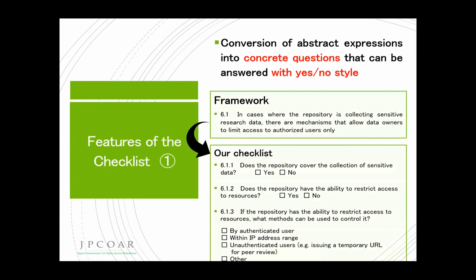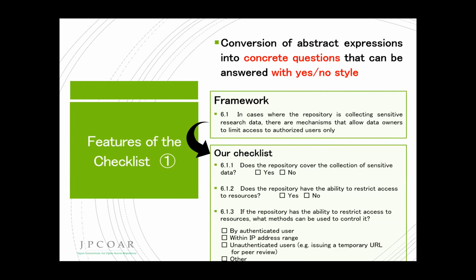Here is the checklist we created. The top part of the slide is the framework, and the bottom part is our checklist. There are two features. Firstly, we have tried to make the framework as concrete as possible so that the questions can be answered with a yes or no answer. Let's look at an example. In 6.1 of the framework, it asks whether, if a repository collects sensitive research data, there is a mechanism in the repository to restrict access to authorized users only.